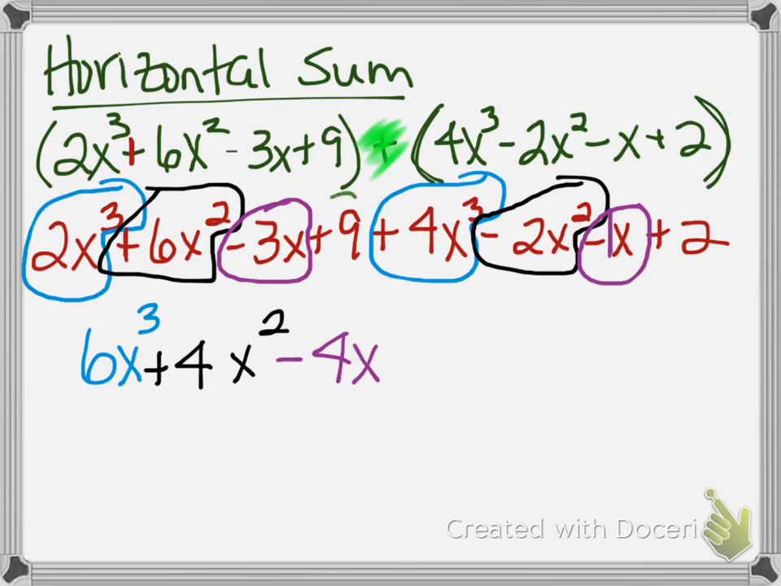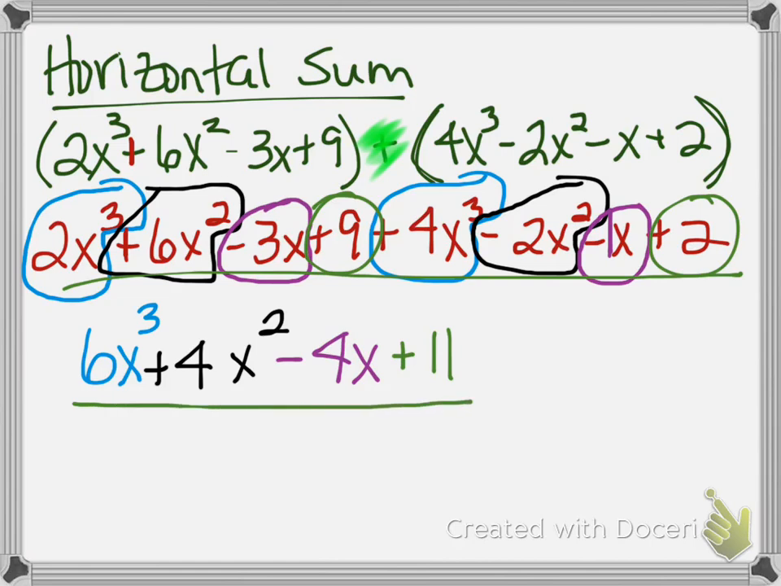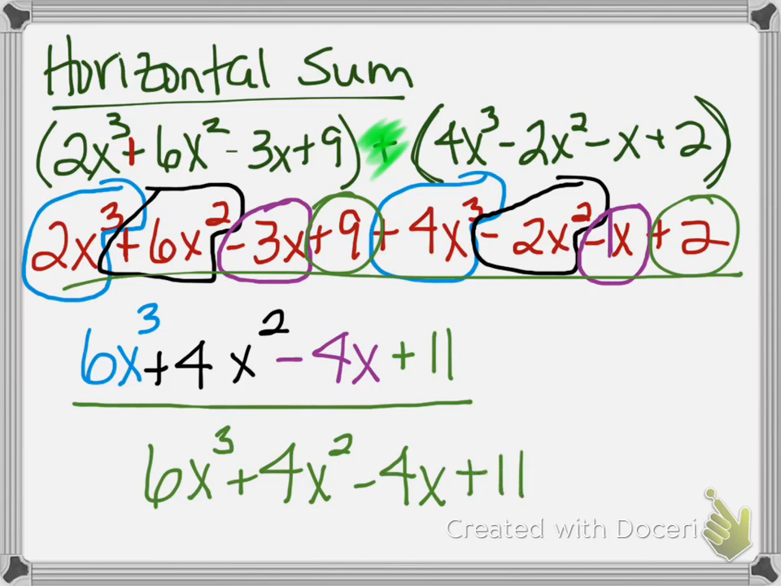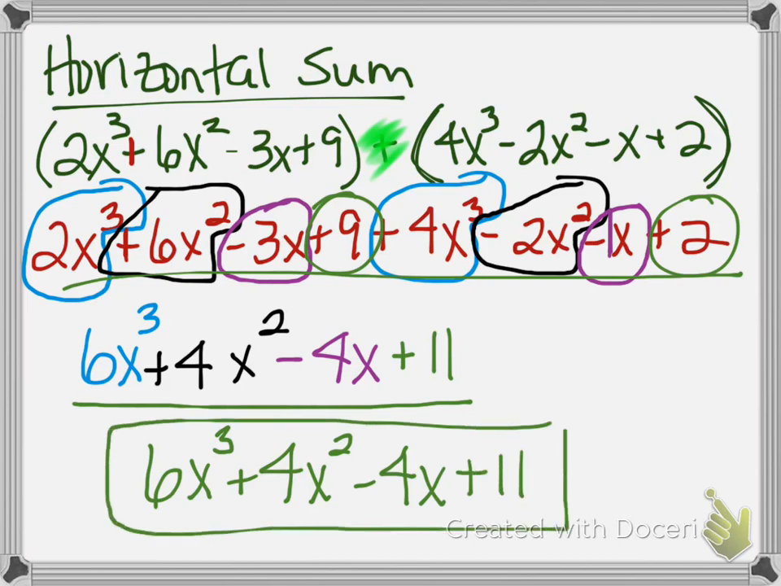Lastly we have our constants, a positive 9 and a positive 2, and that makes a positive 11. We've used all of our terms here. Nothing is left uncircled. And when we look down here at our solution, every single term has a different exponent or no exponent at all, as the constant 11. So we know that this is as simple as it gets, this polynomial. 6x to the third plus 4x squared minus 4x plus 11 is the solution to adding those two polynomials.